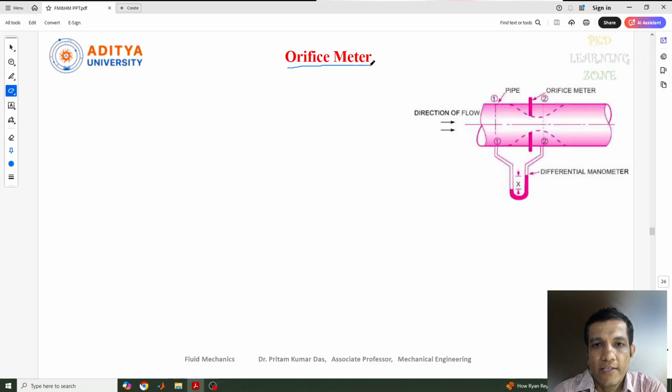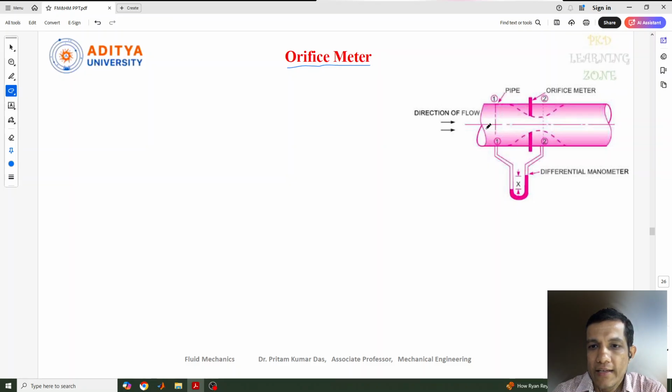In our previous lecture, we already discussed the venturi meter, and there I told you why orifice meters and venturi meters are used, because these are practical applications of Bernoulli's equation, and these meters are used to measure the rate of flow. So you can say this is the device which is used for measuring the rate of flow of a fluid when it is flowing through a pipe.